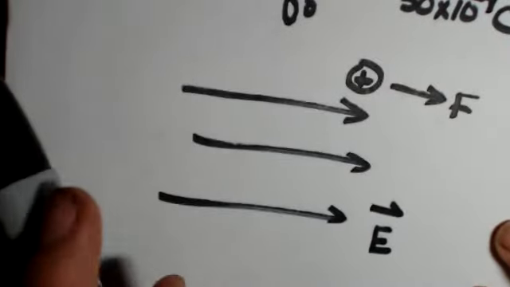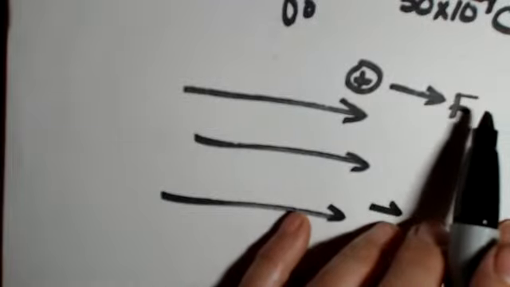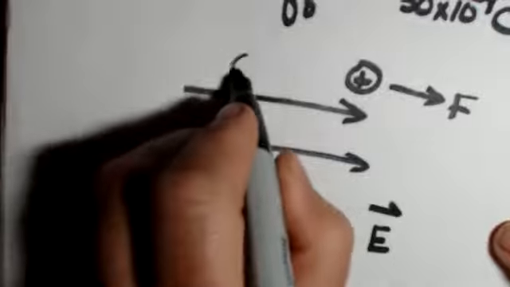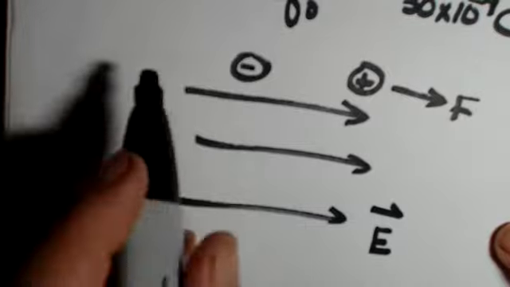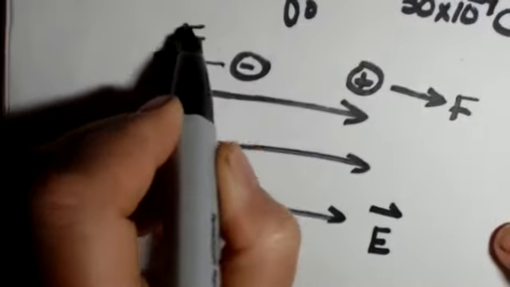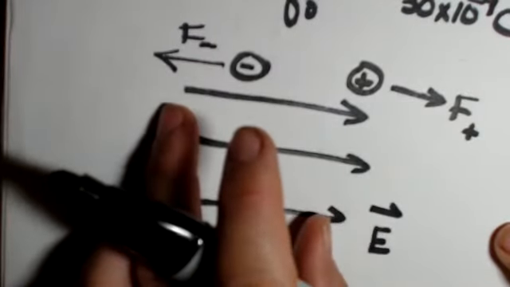So if you have a field pointing like this, that's created by something over here that has a positive charge, it's going to push a positive charge away from it. It's going to repel. So positive charges, whatever size they are, always go with the field lines. A negative charge, on the other hand, would be attracted to this positiveness over here, creating this field. So instead of going with the field lines, the force on a negative charge goes opposite the field lines. It doesn't matter how big it is, it's always going to go opposite the field line direction.